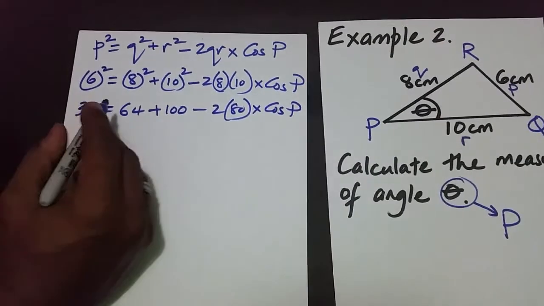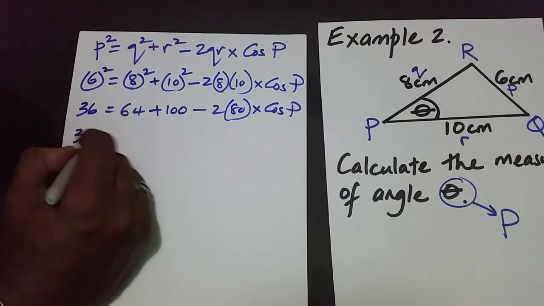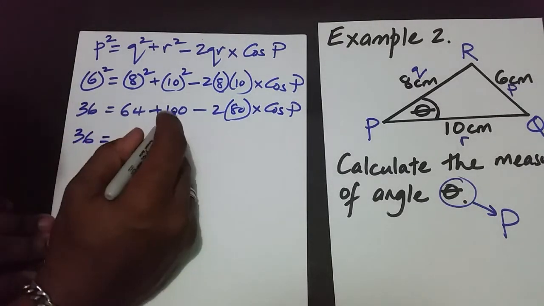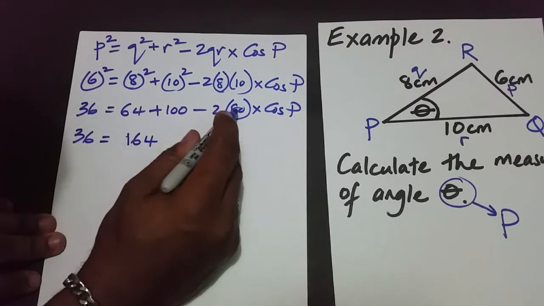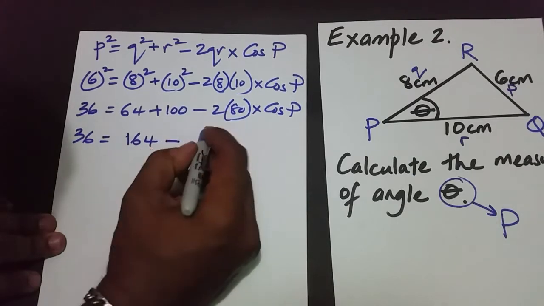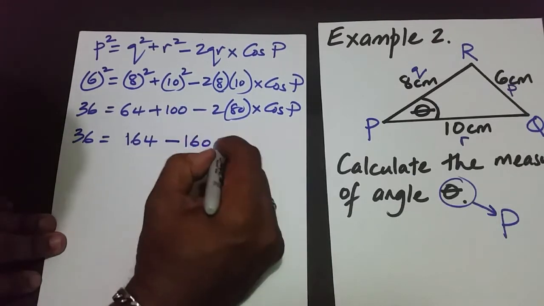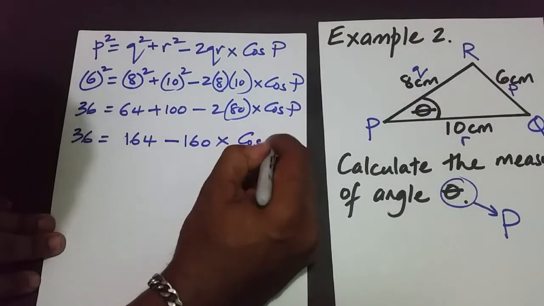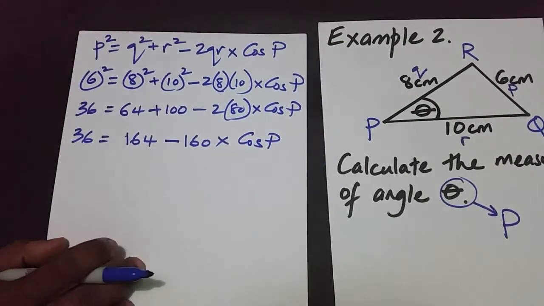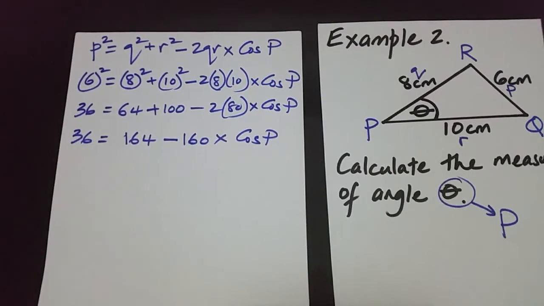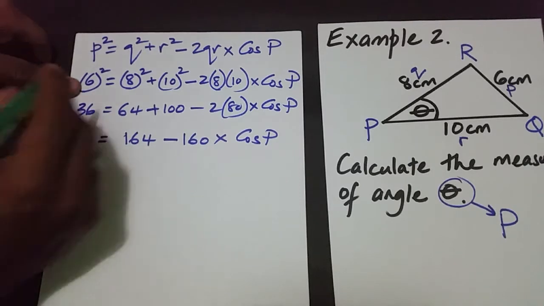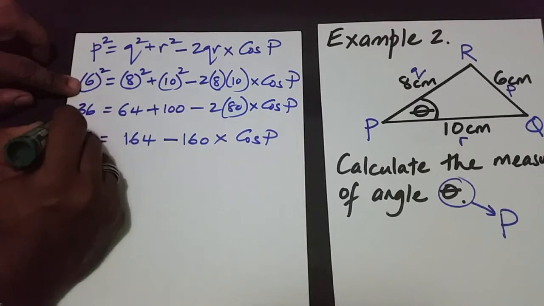All right. So what we have here is 36 equals 64 plus 100, which is 164, minus 2 times 8 times 10, which is 160, times the cos of P. Now we have to be extremely careful with what we're doing here. So what I'm going to do now is put an asterisk beside this step, because from this step we have to be extremely careful.